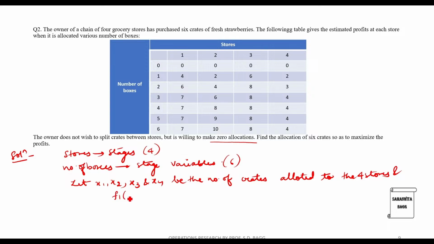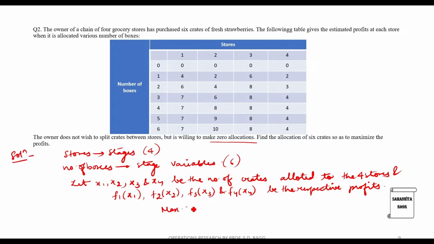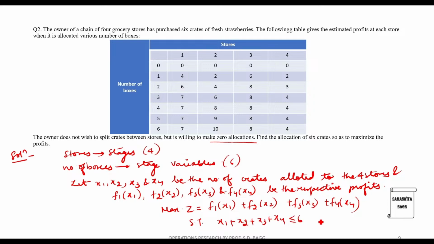and f1 x1, f2 x2, f3 x3 and f4 x4, these will be the respective profits. So the problem now becomes maximize z is equal to f1 x1 plus f2 x2 plus f3 x3 plus f4 x4. It is subject to constraint x1 plus x2 plus x3 plus x4. This should be less than equal to 6, where your x1, x2, x3 and x4, they are either greater than or equal to 0. So now I'll start with stage 1.